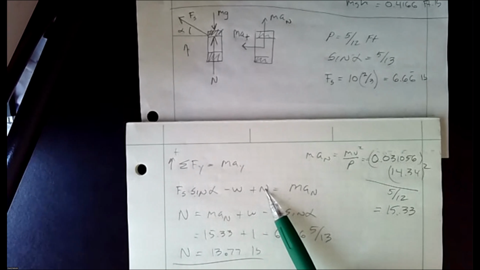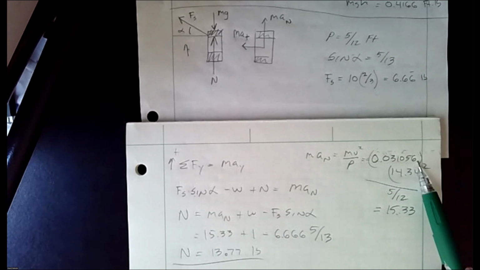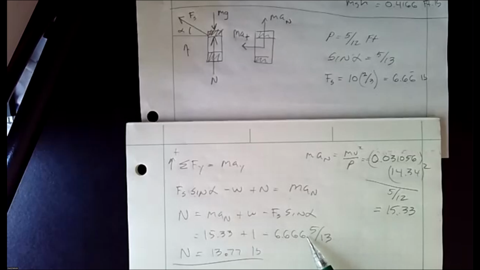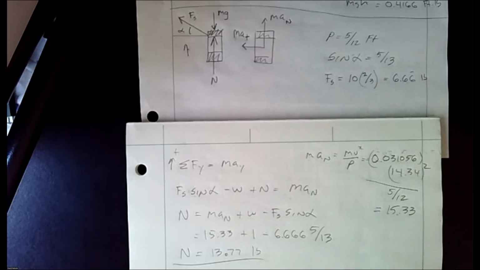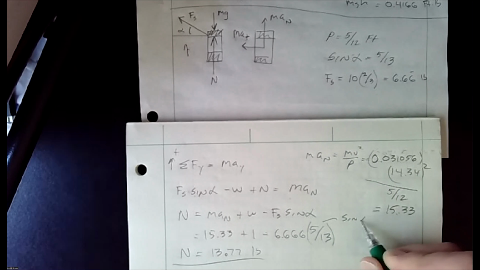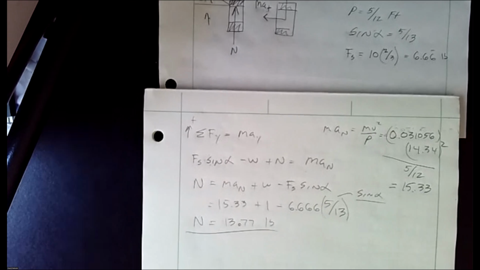Normal force is what we're solving for. m a_n is up here, m v squared over R: the weight in slugs, velocity squared, over the radius, 5/12. Plug all that in down here. The 6.66 was that, and we found that with 2/3 because that's how far we'd stretched it. But the 5/13, this is equal to sine of alpha. All right. And we get that. That's it.